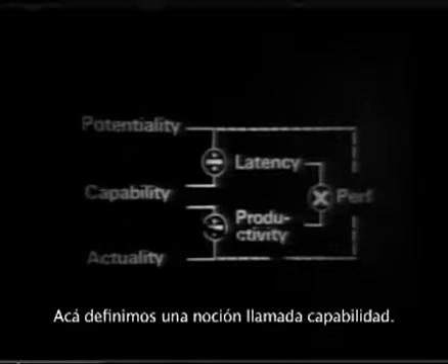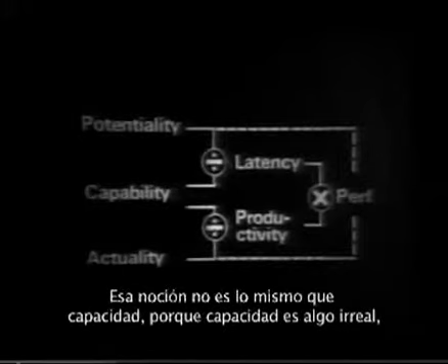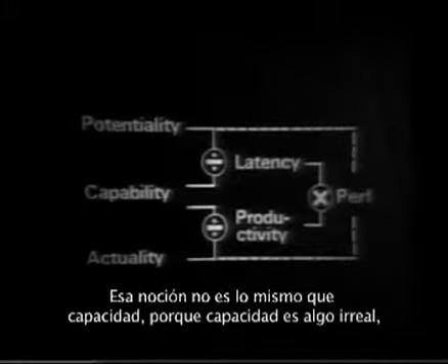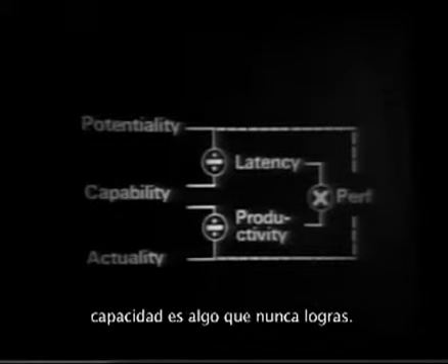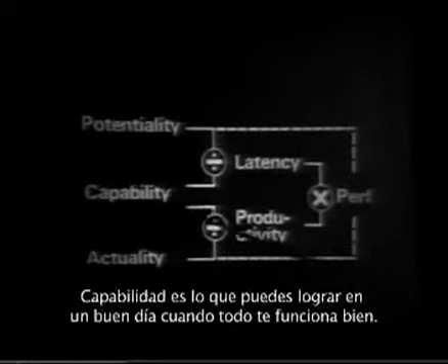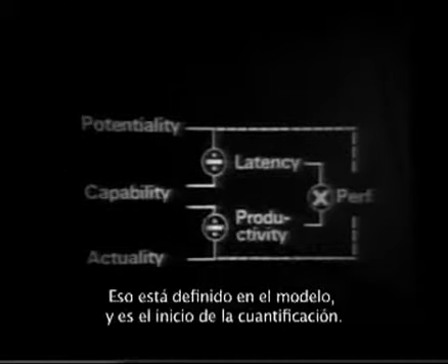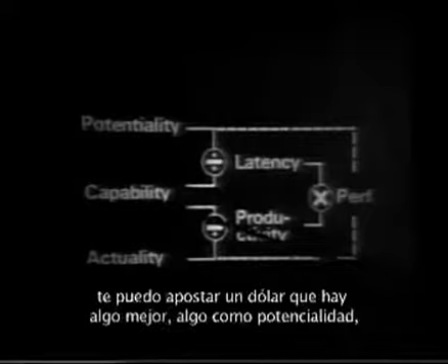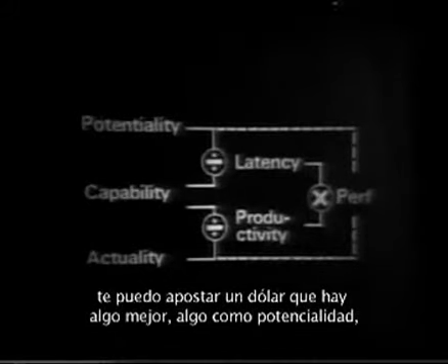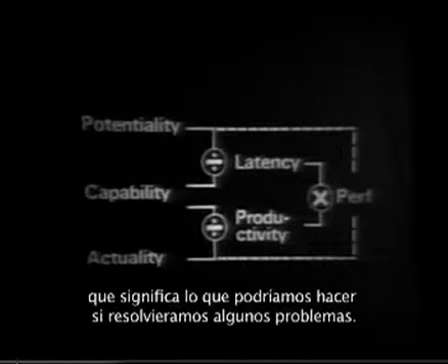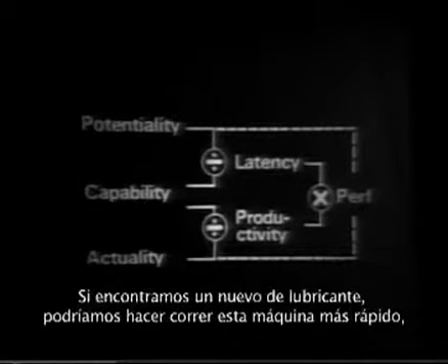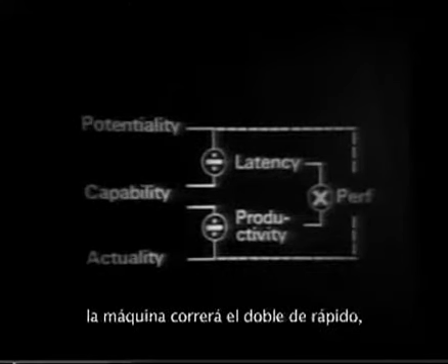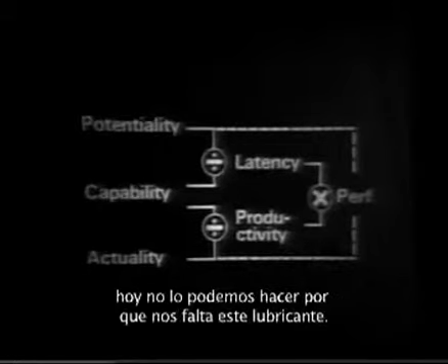Here we define a notion called capability. That notion is not the same thing as capacity, because capacity is something pretty unreal. Capacity is something you never achieve. Capability is what you can do on a good day with everything going for you. That gets defined in the model, and this is the start of the quantification. Now, if you can actually do it, you can bet your bottom dollar there's something better, something I call potentiality, which means what we could do if we could solve some problems. If we could find a better lubricant, we could actually run this machine twice as fast. The machine will run twice as fast. We can't do it because of this missing lubricant.